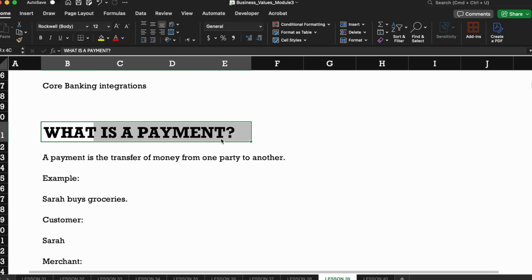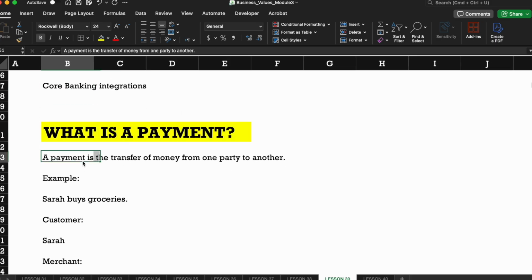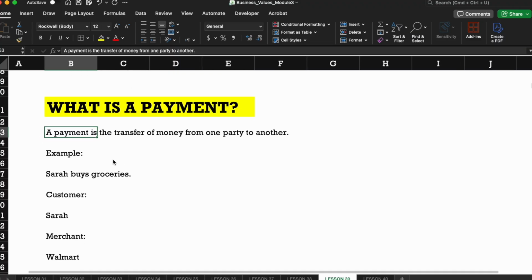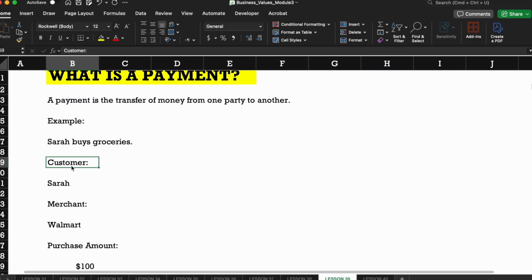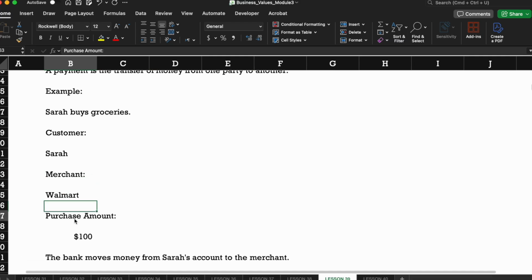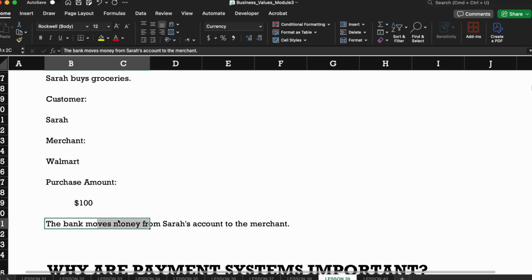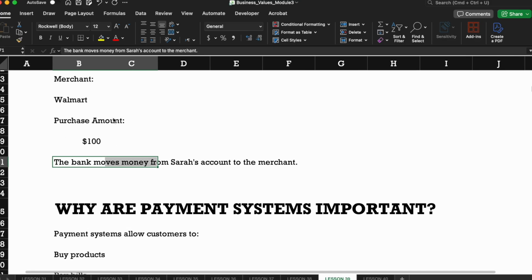What is a payment? A payment is the transfer of money from one party to another. Example: Sarah buys groceries. Customer: Sarah, merchant: Walmart. Purchase amount $100. The bank moves money from Sarah's account to the merchant, right?